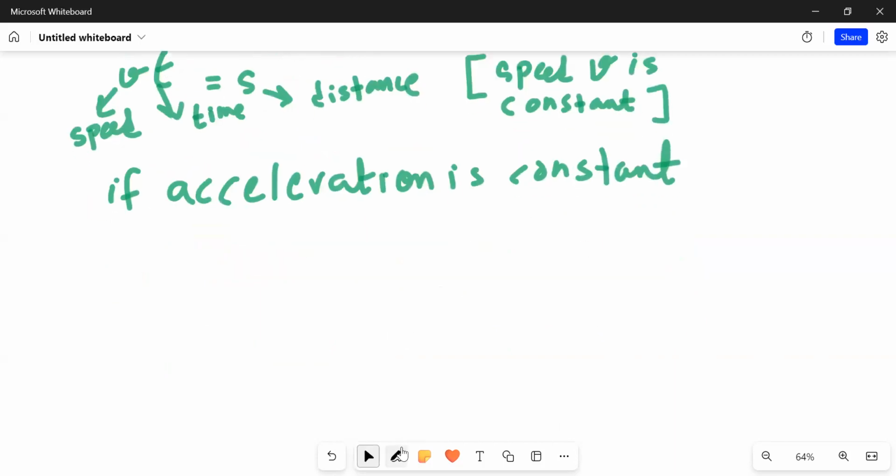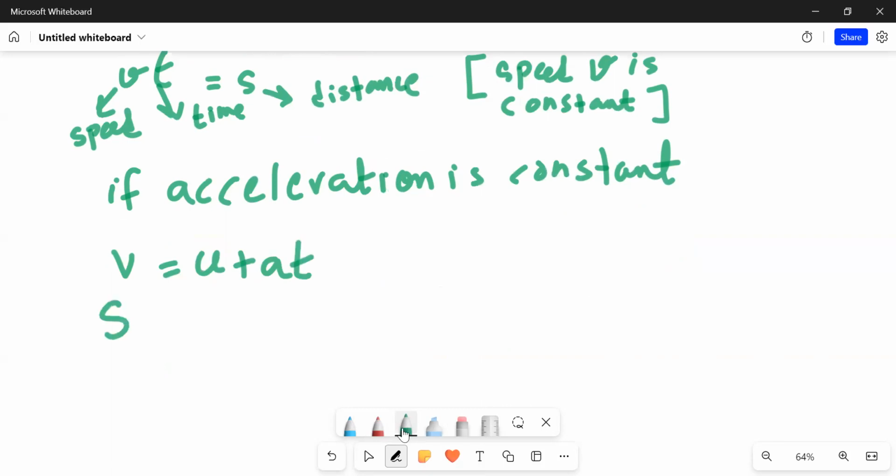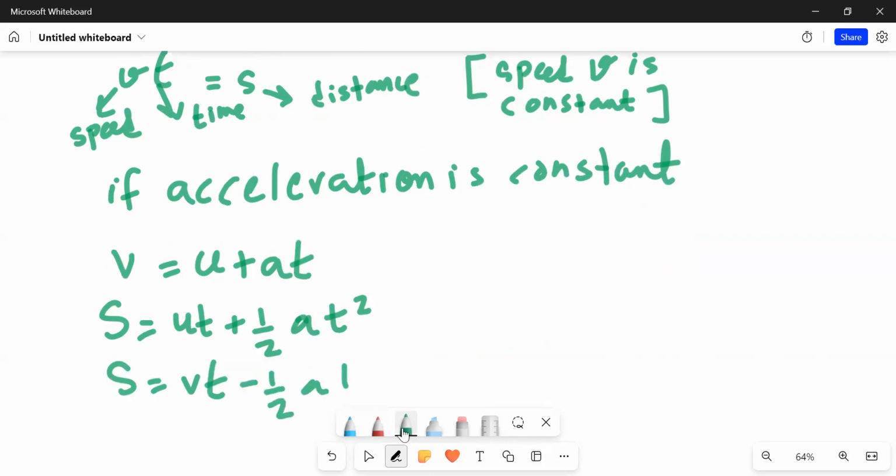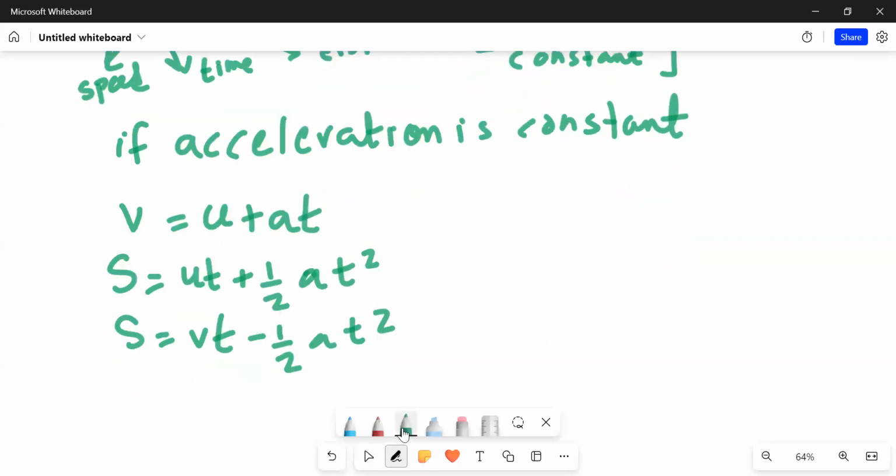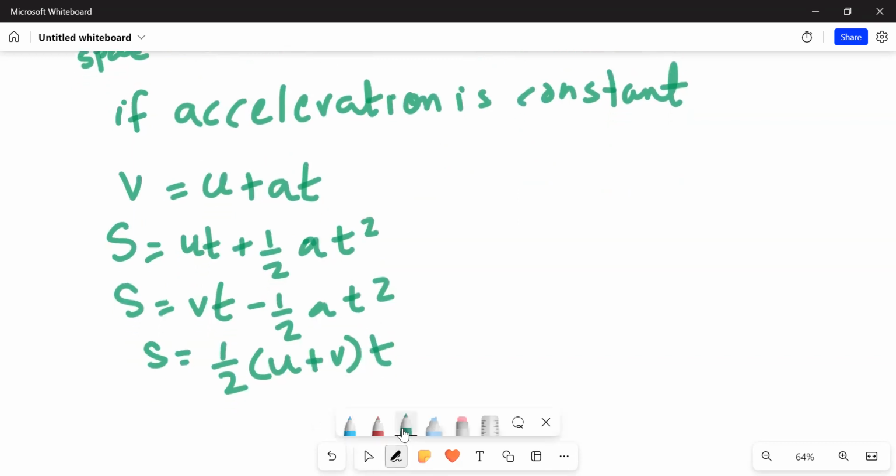These formulas are: V is equal to U plus AT. S is equal to UT plus half AT squared. S is equal to VT minus half AT squared. S equals half (U plus V) T. And V squared equals U squared plus 2AS.